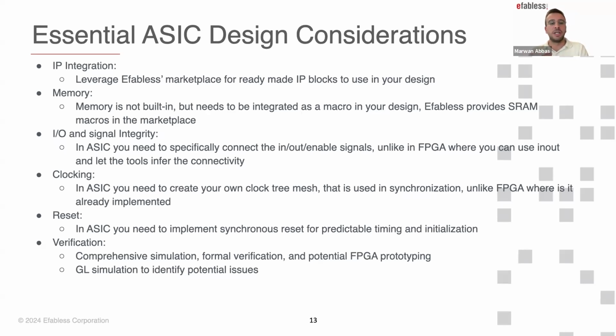And now one key difference between FPGAs and ASIC is the I/O handling. In FPGAs, tools can automatically infer connectivity when you use in-out signals, for example. But in ASIC, you have to explicitly define inputs, outputs, and enable signals correctly. And also clocking is another area where ASIC differs from FPGAs. The clocking infrastructure is already done for you in FPGA, but in ASIC, you have to design your own clock tree mesh to ensure proper synchronization.